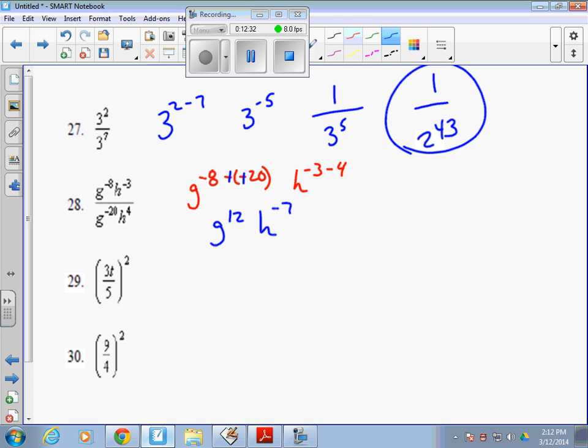The only thing being raised to a negative exponent here is H. So G to the 12th is going to remain on top. H is going to ride the elevator down and become H to the positive 7th. That's number 28.